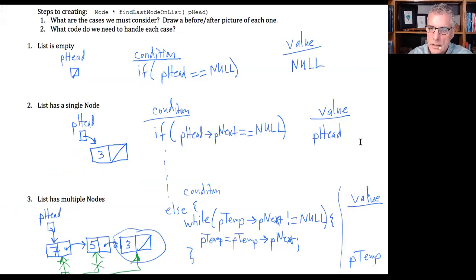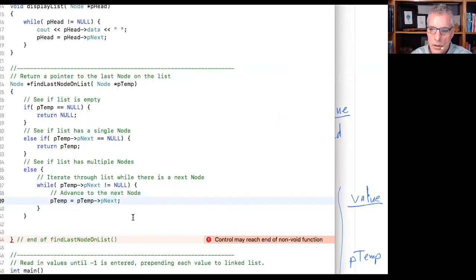So already here we can see that we're mixed up a little bit, right? Down here we use ptemp, up here we use phead, so we're at the risk of confusing ourselves a little bit. We should be consistent. These should all be ptemp or all be phead, right? So back to our code.